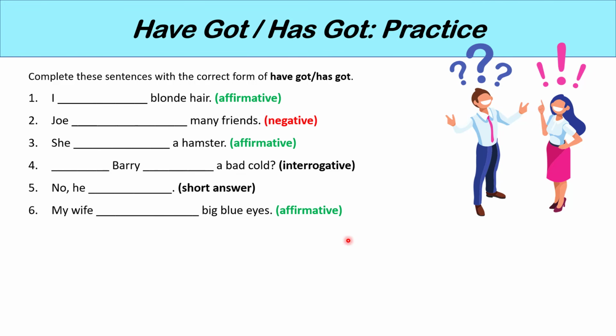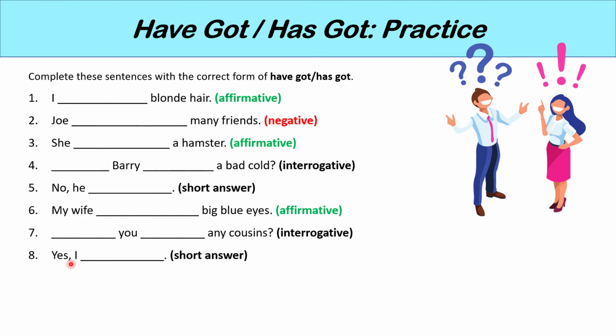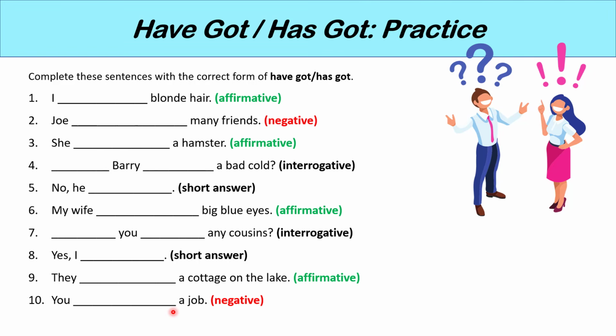Number 6, my wife, big blue eyes. Number 7, you, any cousins? Number 8 is the short answer to number 7, yes, I. Number 9, they, a cottage on the lake. And finally, number 10, you, a job. Okay, so let's answer these together.